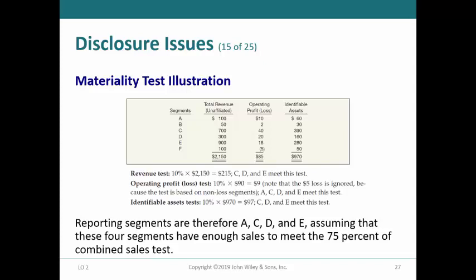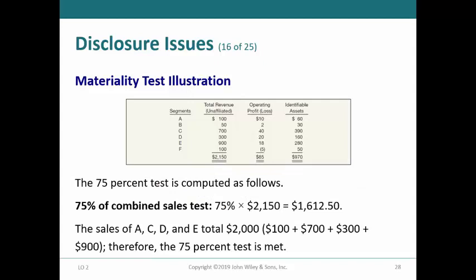The last test is to determine if the identified segments' total sales are at least 75% of the total sales to unaffiliated customers. Adding the sales for the four identified segments A, C, D, and E, we got $2,000, which is greater than $1,612.50, which is 75% of the total revenue for all segments, $2,150. Therefore, the 75% test is met.